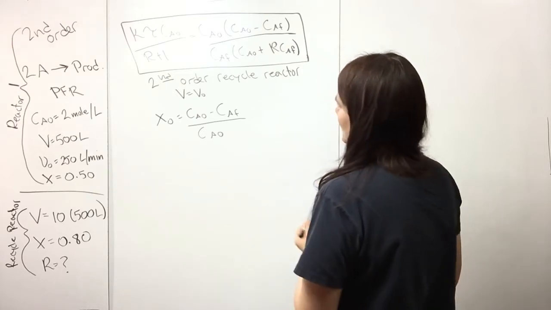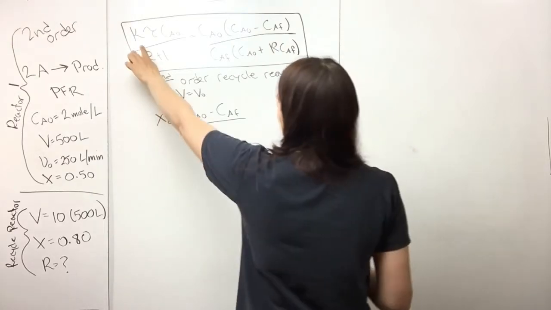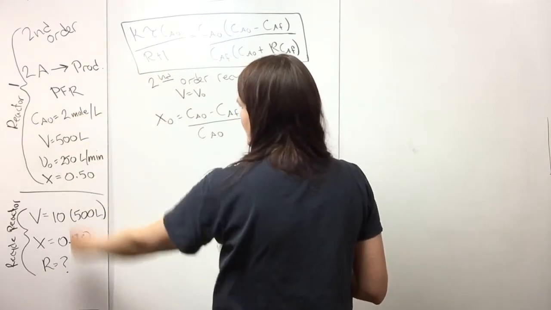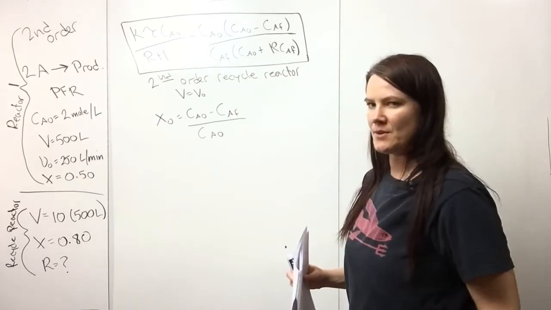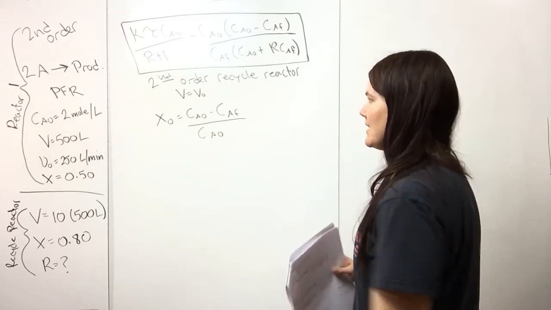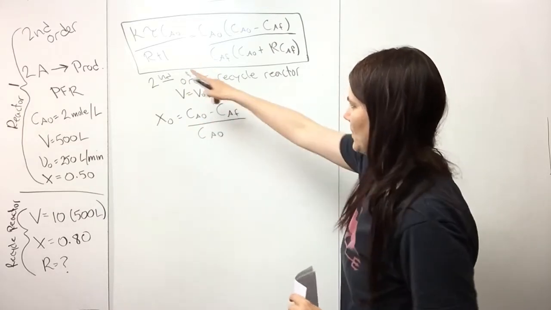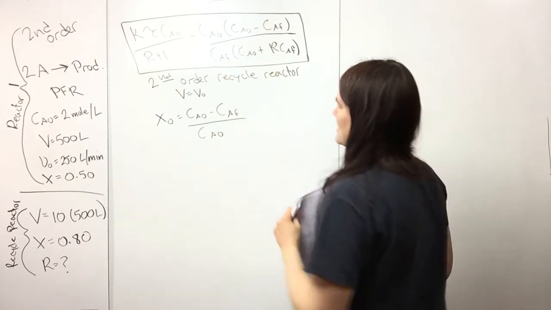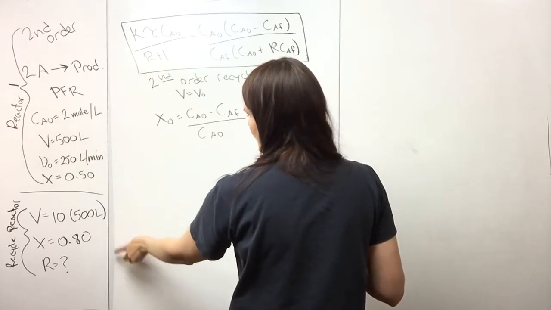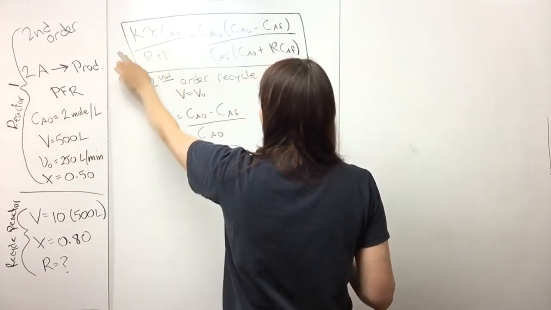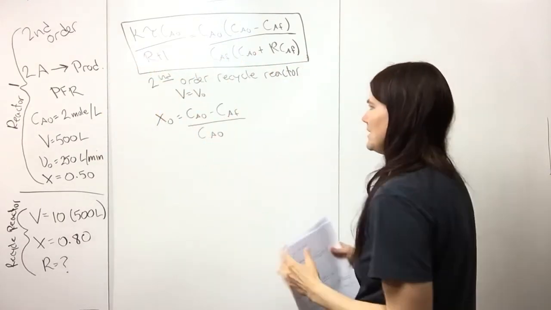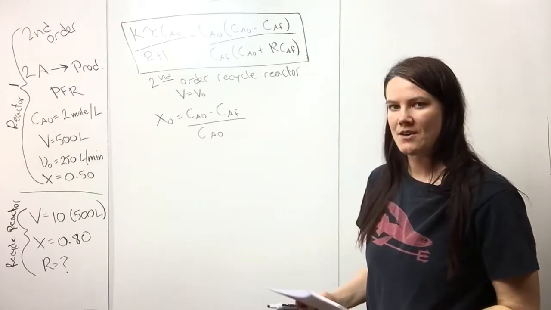and the only thing you don't know in order to solve this is K tau, and you can get that from your PFR. So you would solve the PFR equation, solve the mole balance for the PFR, and get K tau. Actually, you're not solving for tau, you're only solving for K, because you can calculate tau. So you solve the PFR for K, and then plug that into here, and you should have everything you need to solve that equation for R.